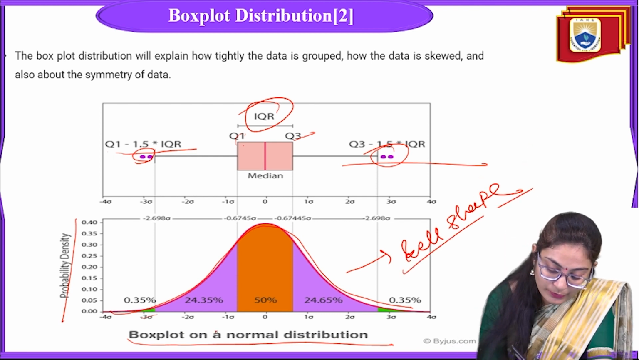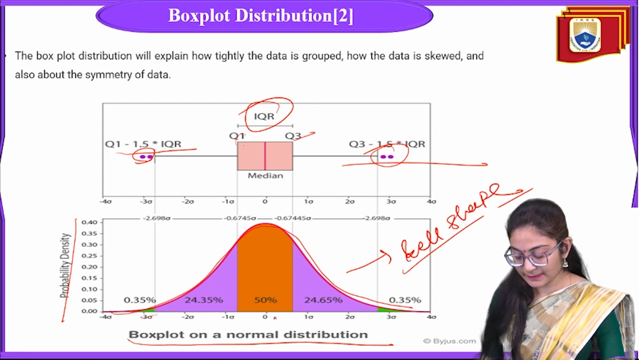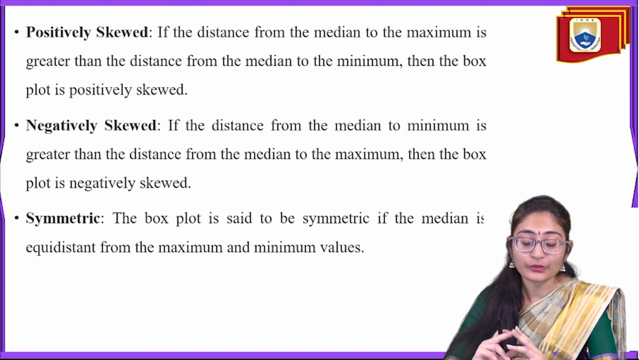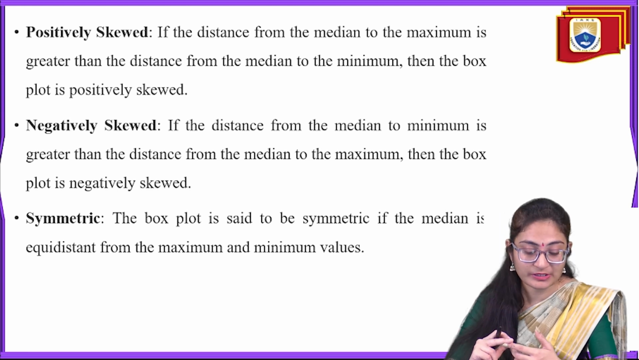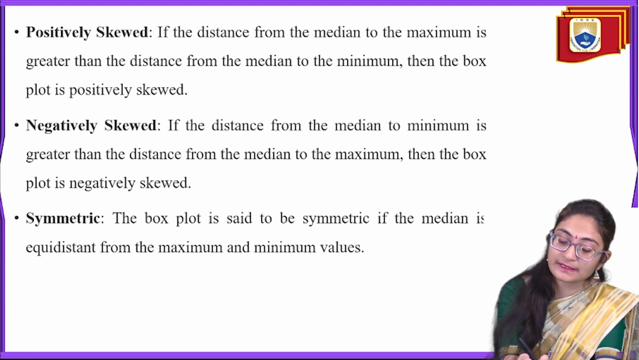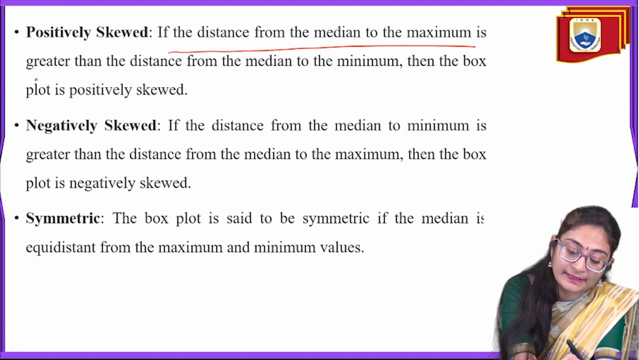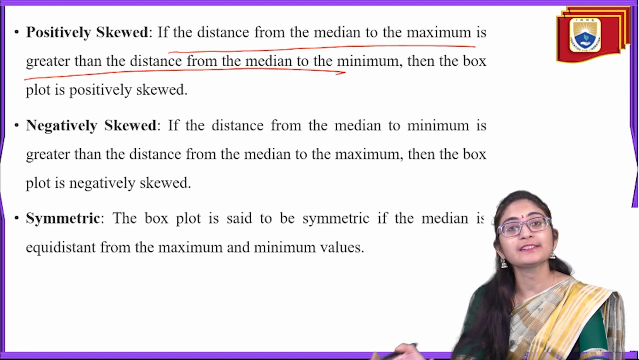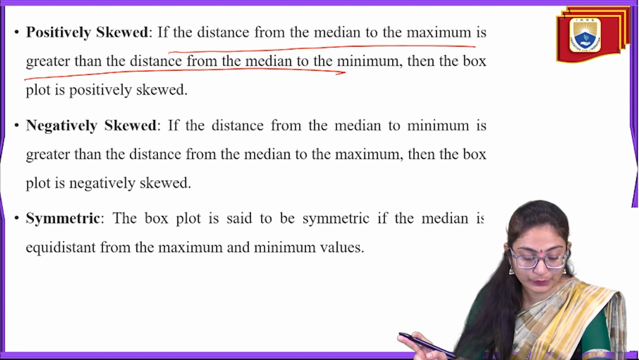So here you can show all this data, and this is the box plot distribution diagram. There are three types: positively skewed, negatively skewed and symmetric. Positively skewed: if the distance from the median to the maximum is greater than the distance from the median to the minimum, then the box plot is positively skewed.